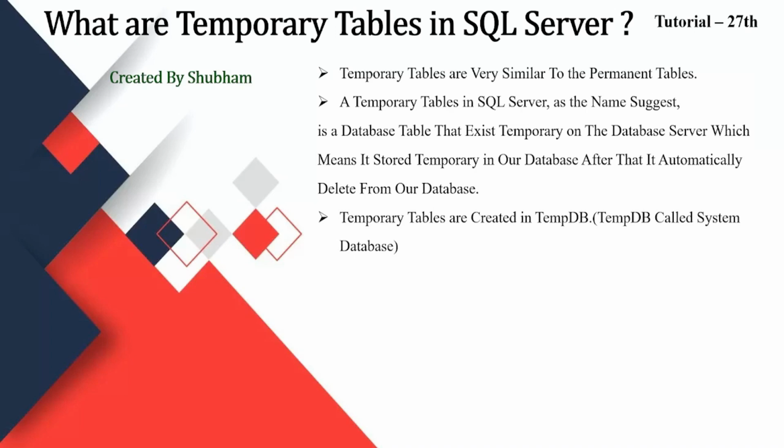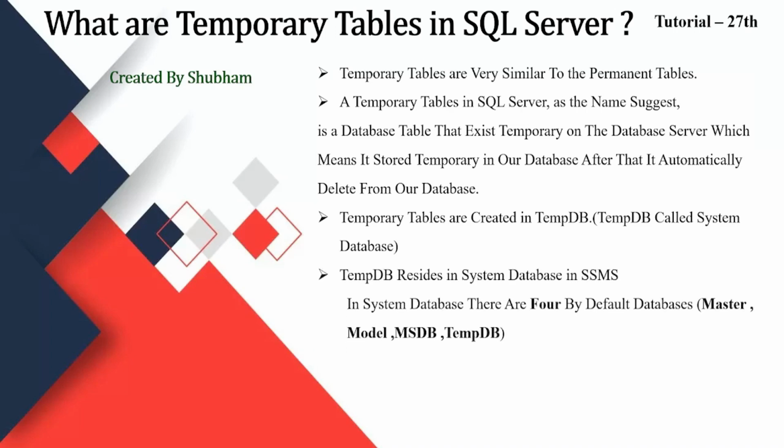Temporary tables are created in the TempDB database, which is a system database. The next point is that TempDB resides in the system databases in SSMS. In system databases, there are 4 default databases: master, model, MSDB and TempDB. And last but not the least, temporary tables are very useful when we need to store temporary data. So let's move towards the SSMS screen and understand where we can see the databases and temporary tables.